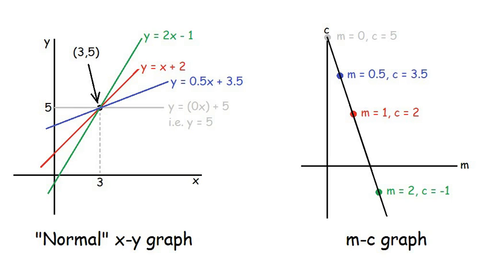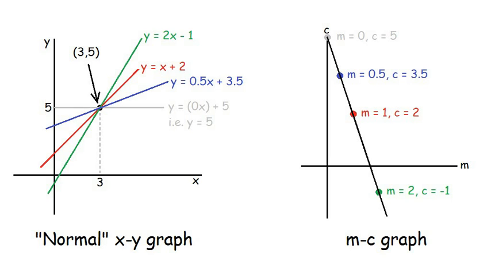Well, the line y = x + 2 would fit the bill, and I have marked that in red on the xy graph on the left. That line has a gradient of 1 and an intercept of 2, giving us the point m = 1 and c = 2 on the graph on the right.